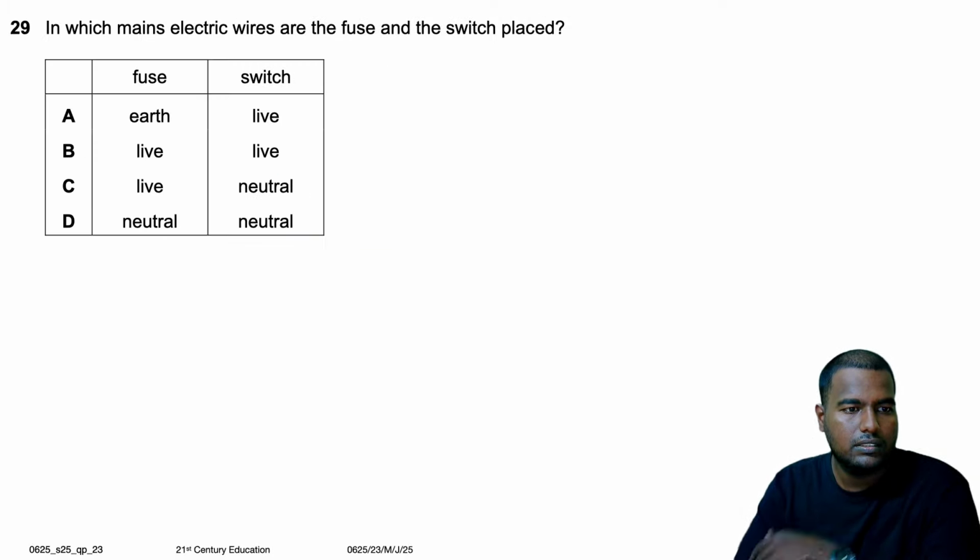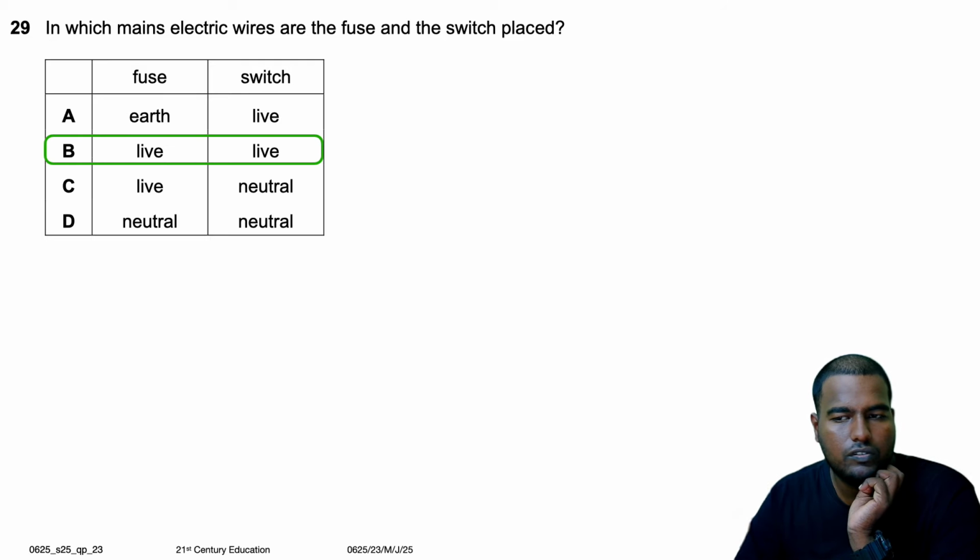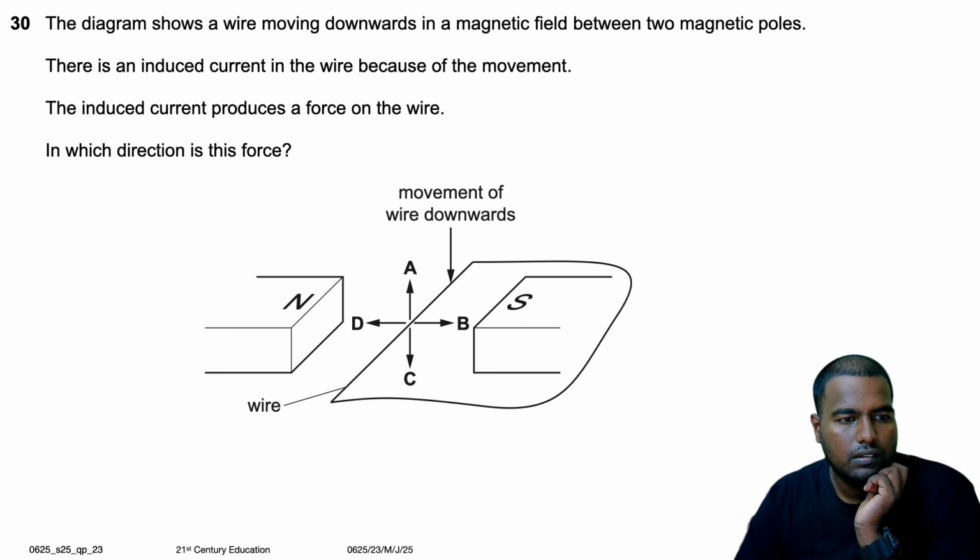In which mains electric wires are the fuse and the switch placed? Okay, both are placed in the live wire. So 29 is B. The diagram shows a wire moving downwards in a magnetic field between two magnetic poles. There is an induced current in the wire because of the movement. The induced current produces a force on the wire. In which direction is this force?